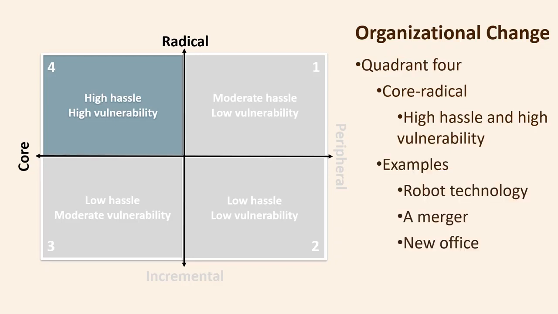Here are three examples of changes in Quadrant 4. Installation of a fully automatic production using robot technology. A merger with a complementary business. A move to new and improved office accommodation. All three changes are affecting the conduct of the primary task of the organization and representing fundamental departures from existing conditions. Quadrant 4 is the category of change which usually attracts the label strategic. Change in Quadrant 4 affects the entire organization.